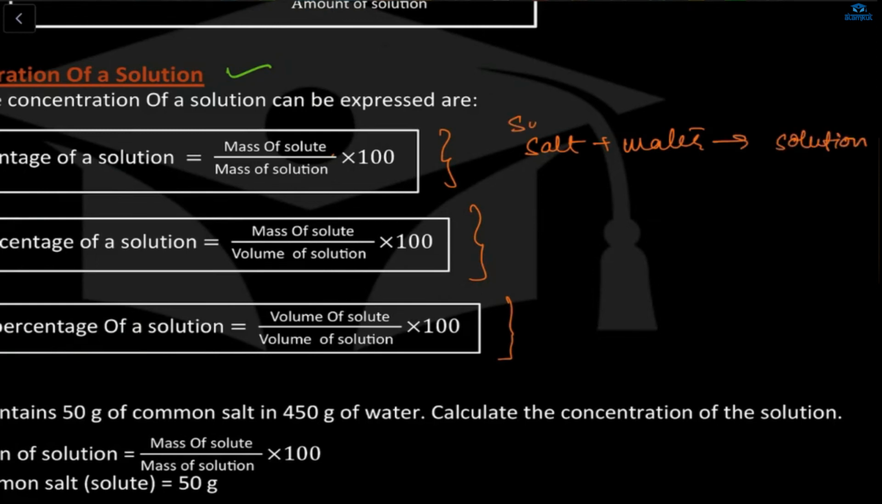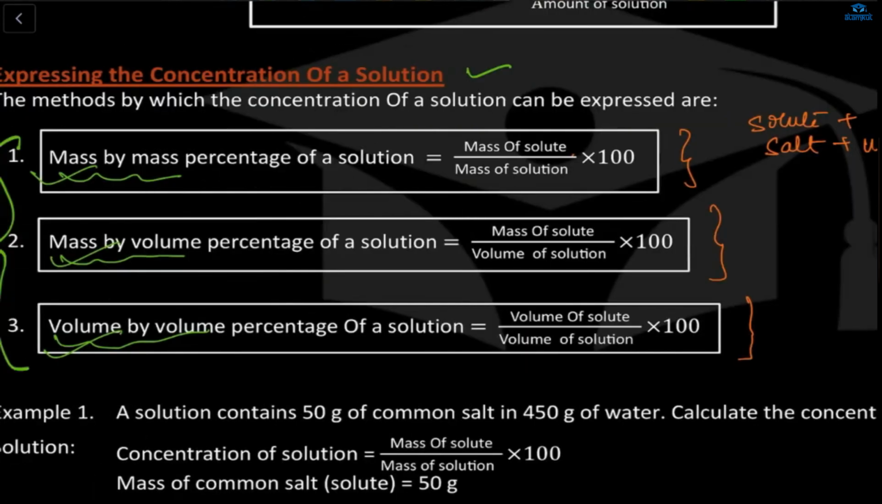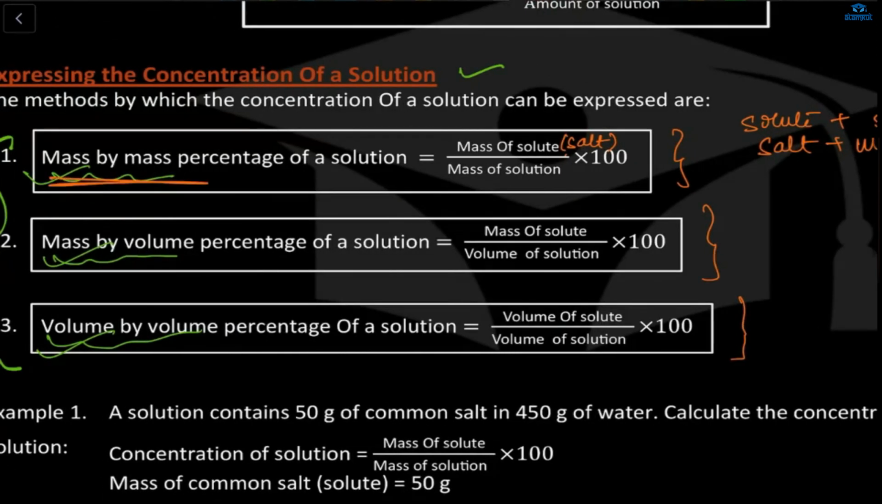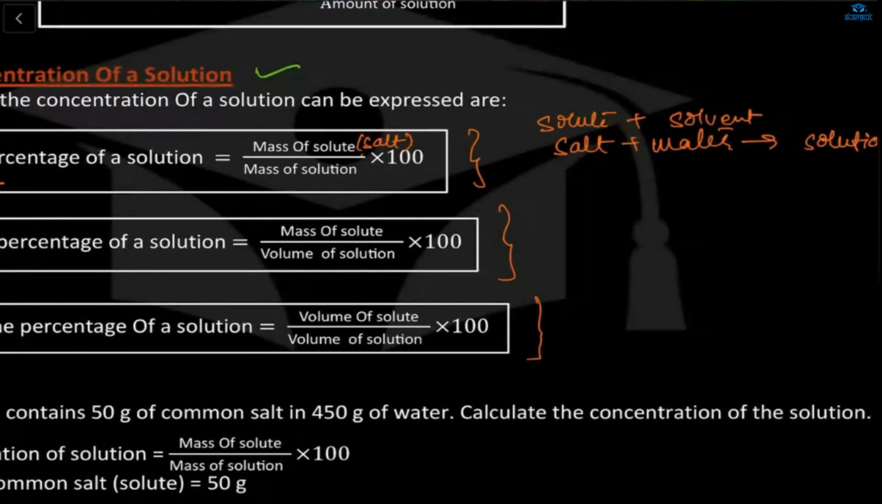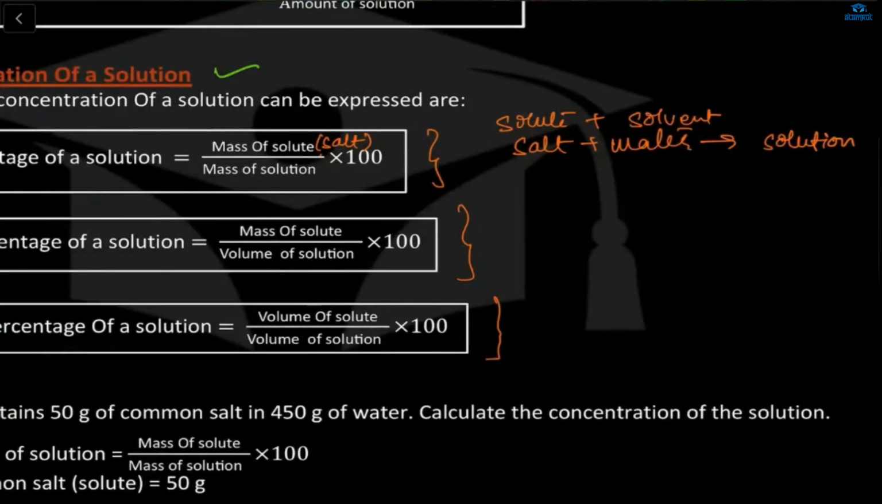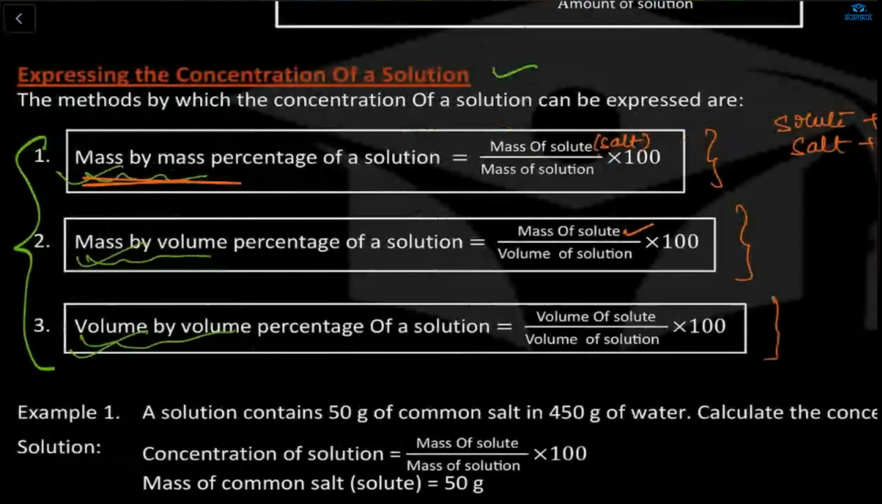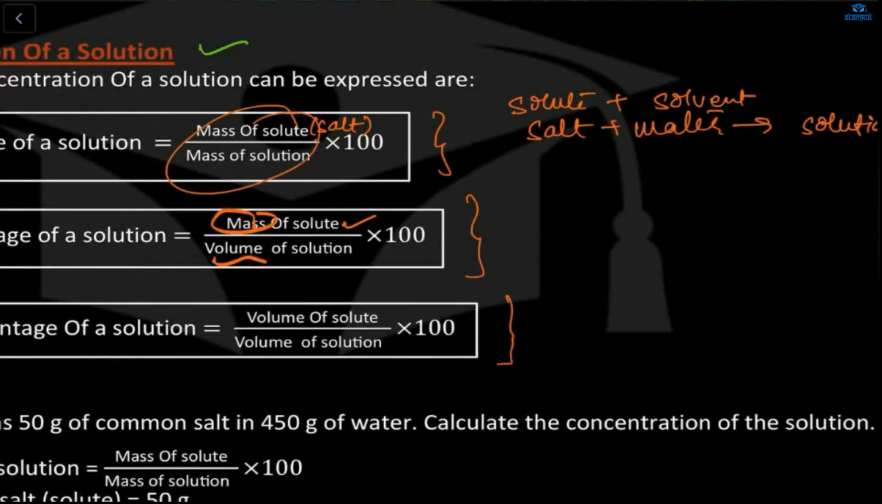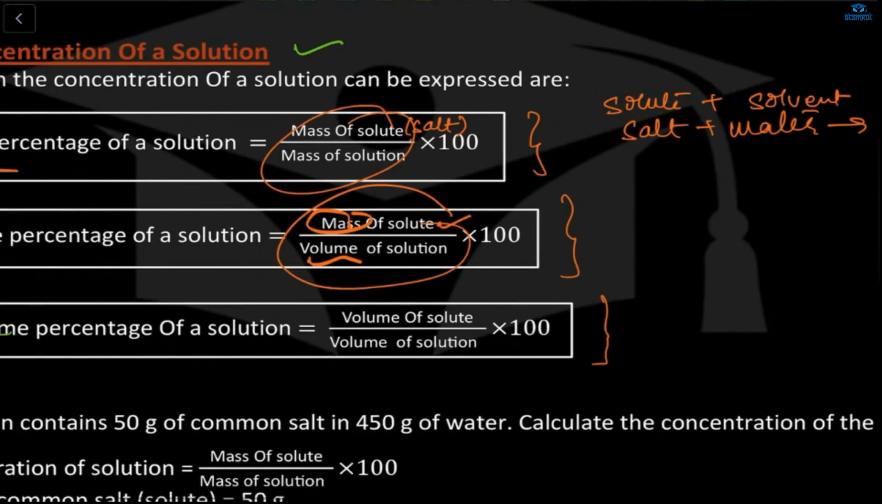This is my solute and this is my solvent. So in mass by mass, what is this? Mass of solute means mass of salt by mass of solution into 100. So mass by mass is solute by solution, means salt by solution. And in mass by volume, in the numerator there will be mass and in the denominator there will be the volume. So mass of solute by volume of solution, the same formula, only the mass by volume is here and there is the mass by mass.